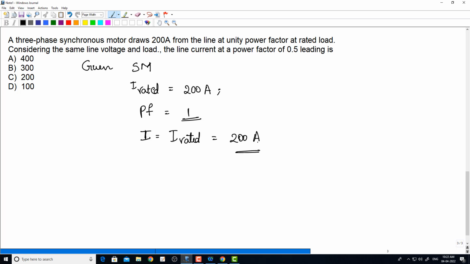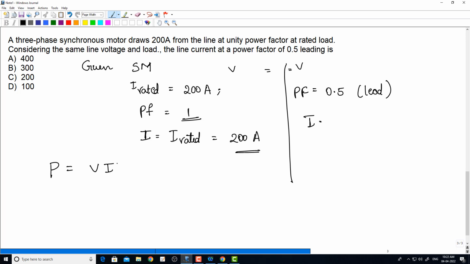Considering the same line voltage and load. Now, same line voltage, same voltage here and here. The line current at the power factor 0.5 leading, we need to find out the I. So, we know that the power drawn by the synchronous motor is V into I into cos phi. So, line voltage is rated voltage. V line is equal to V rated.